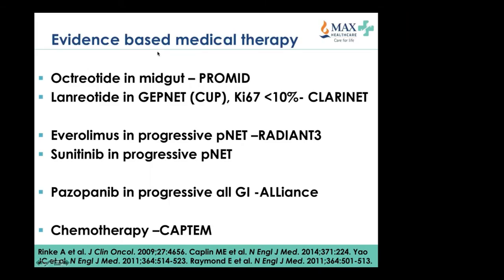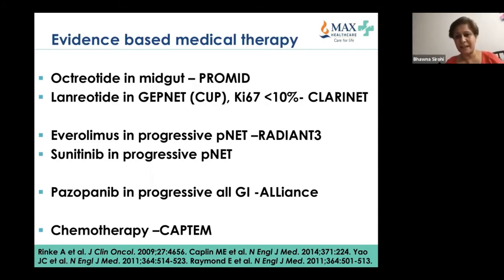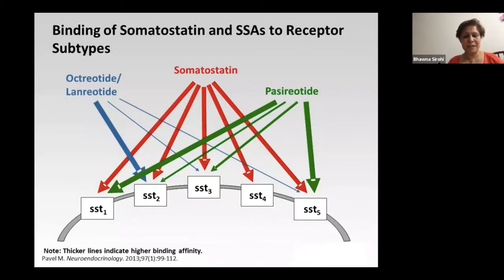So, okay. These are the options we talked about. Everolimus is the radiant story, which I'll talk about. You have sunitinib, and now we have pazopanib. It is not licensed yet, but it has shown good benefits. I'll just talk about it in 2 slides. So this just tells you about the binding of somatostatin and the various analogs which are available.